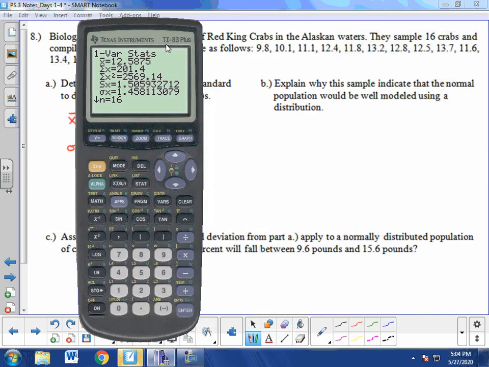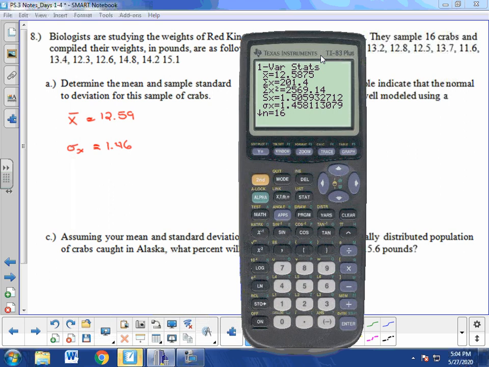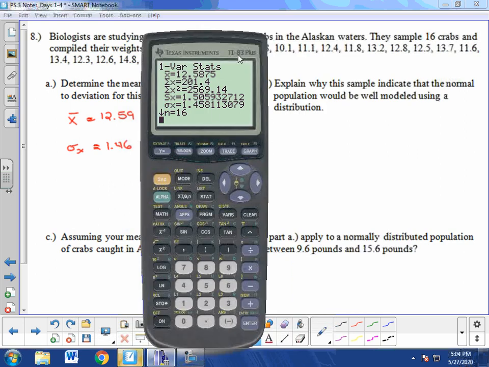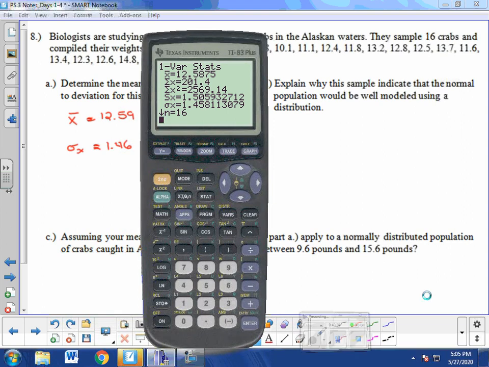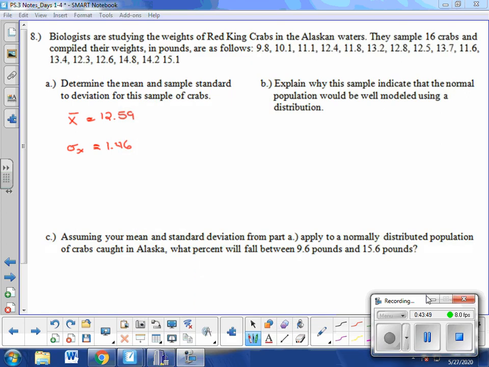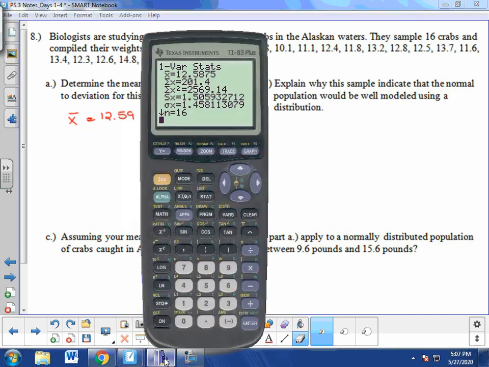Now in part B, it says explain why this sample indicates that the normal population would be well modeled using a distribution. So what we want to do here is we want to actually use this value here. So this value S sub x that we see on the calculator. Sorry, let me back up here a little bit. So we actually, instead of, let's not write down the standard deviation here. Let's go ahead and use S sub x.